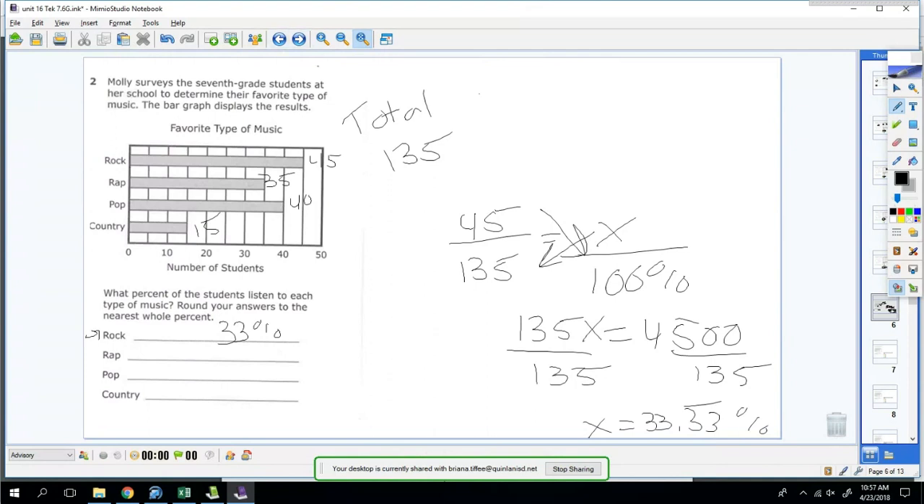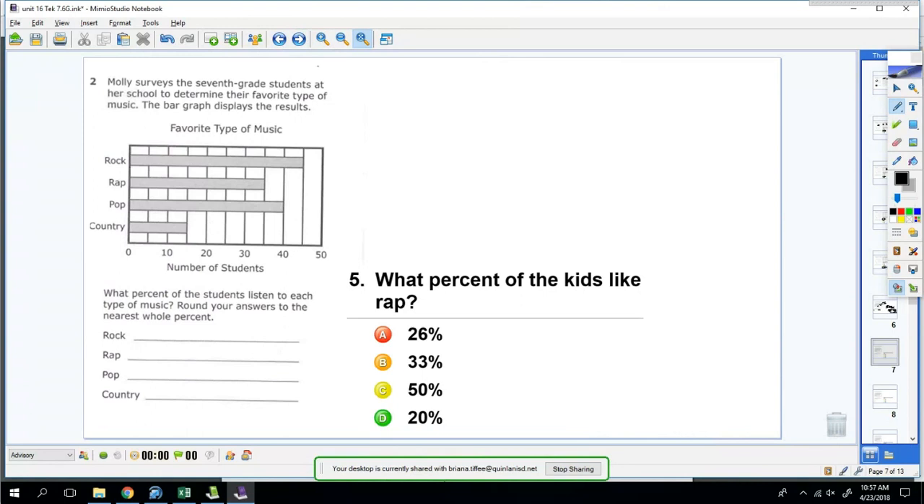Okay, so what I want you to do is find the percentages for rap, pop, and country, using the same idea. I want you to pause the video and try to set up your proportions and solve them. The proportion we're going to use is very similar, but the number that's going to change is this: 35 over 135 is equal to X over 100%.